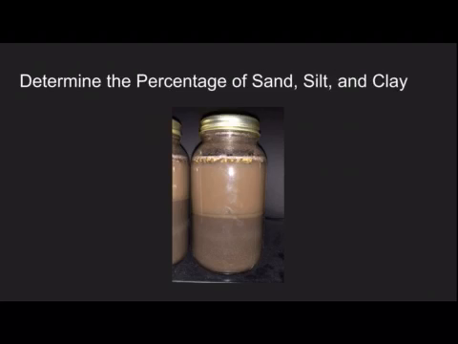As you can see, you can see the three different particles in this jar. The bottom, which is a lighter color, would be the sand. The middle part, which is a darker color, would be the silt. And the very top thin layer would be clay. Once you bring your jars to class, we'll learn how to identify what type of soil you have.